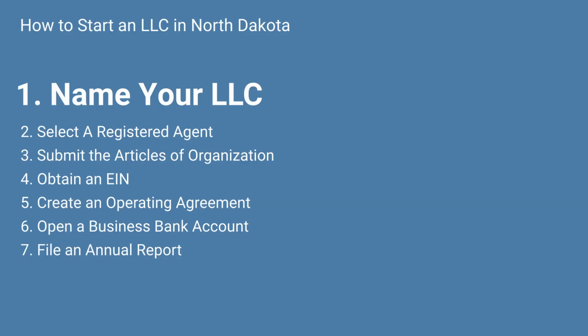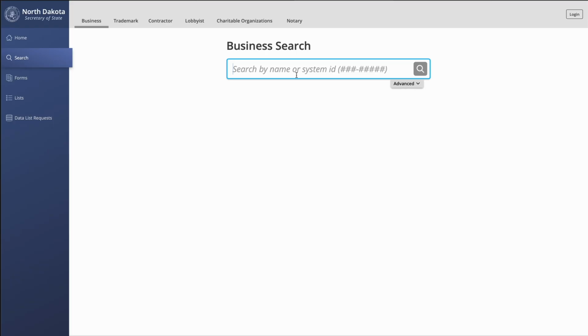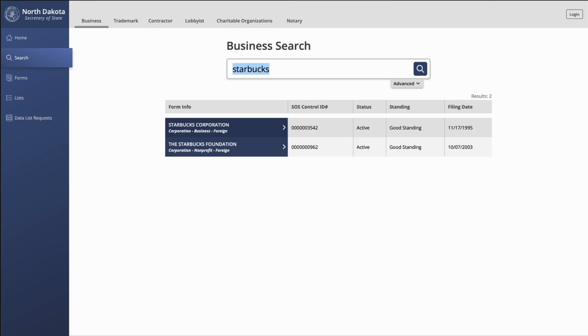Step 1, name your LLC. The most important thing when choosing a name for your business is that it's unique. To make sure the name isn't already being used by another business in North Dakota, go to this page on the Secretary of State's website and type in the name you'd like to use. As you can see, you probably won't be able to name your new coffee shop Starbucks.